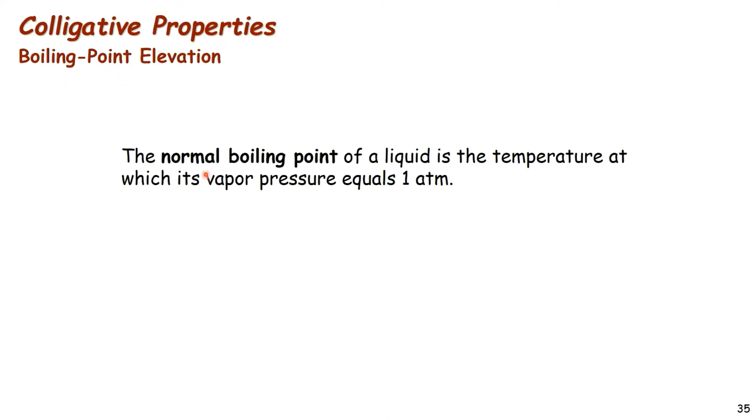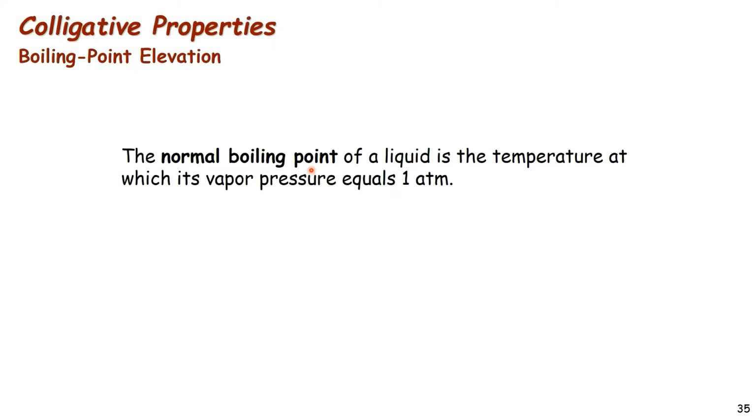So now we know that the boiling point is when the vapor pressure of the solution is equal to the external pressure. The normal boiling point is, if you were boiling water at the beach, when the vapor pressure of the solution is equal to the external pressure. At the beach, that's 1 atmosphere, and the water is going to boil at 100 degrees Celsius.